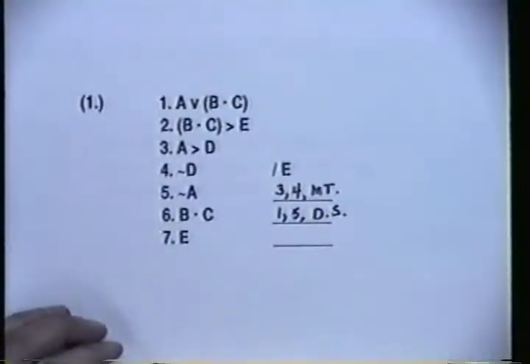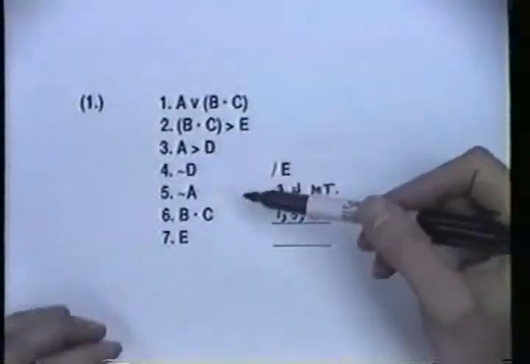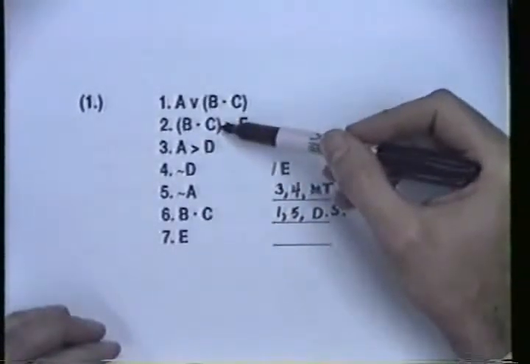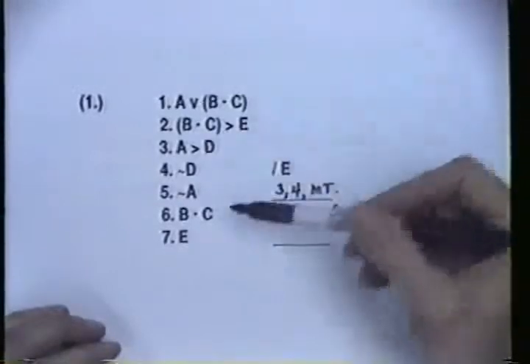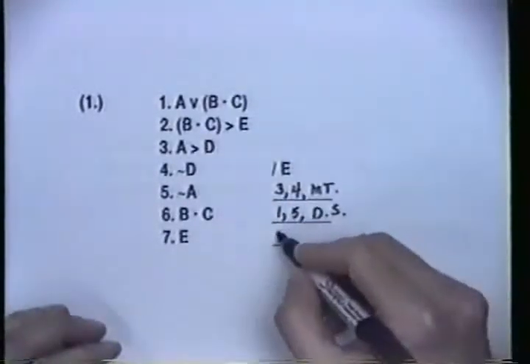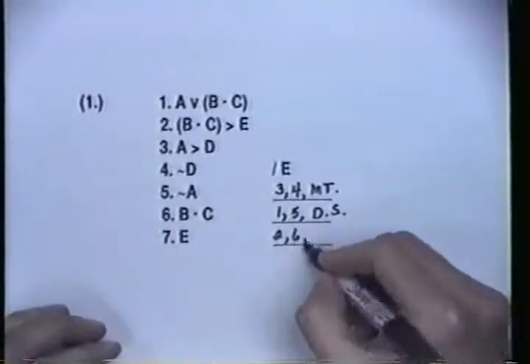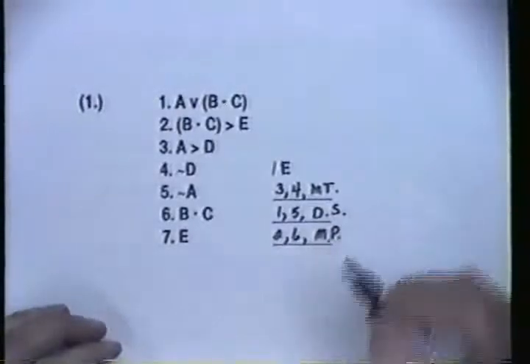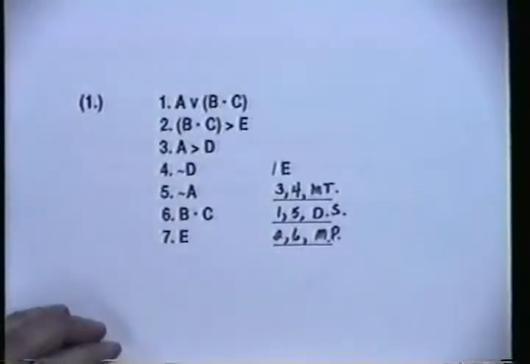And now our final step: how do we get from lines 1 through 6 to the conclusion E? We do that by noticing that E follows if we know B and C. That's what line 2 tells us. And of course line 6 tells us that we know B and C. Therefore, lines 2 and 6, along with the rule modus ponens, will allow us to derive our conclusion E. Okay, that's not too bad.